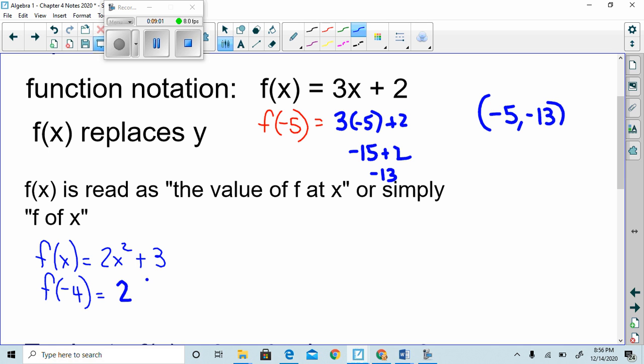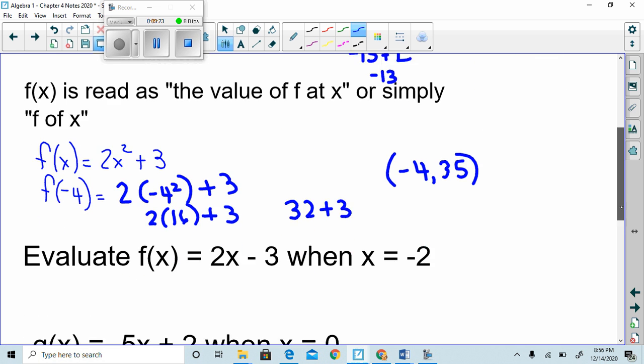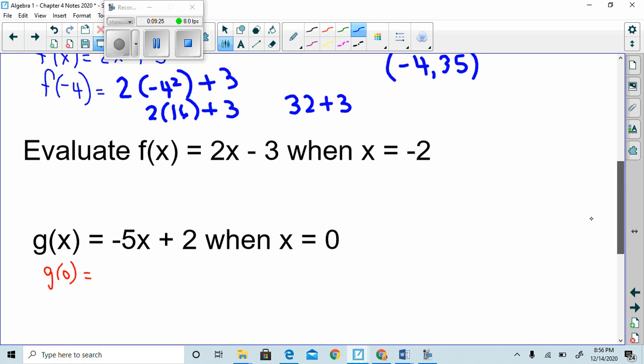I have 2 times negative 4 squared plus 3. That will give me 2 times 16 plus 3. So that's 32 plus 3. So 35. So when I input negative 4, my output is 35. And we'll see there are others.